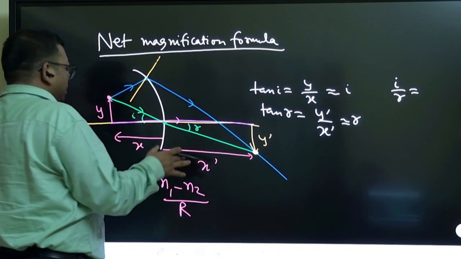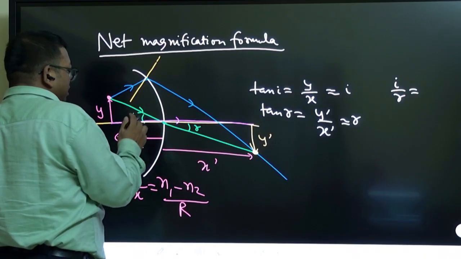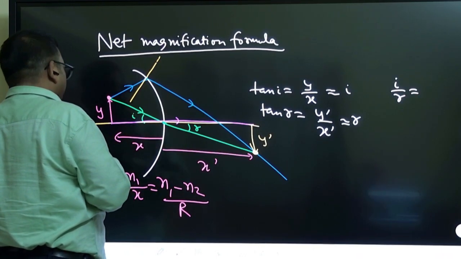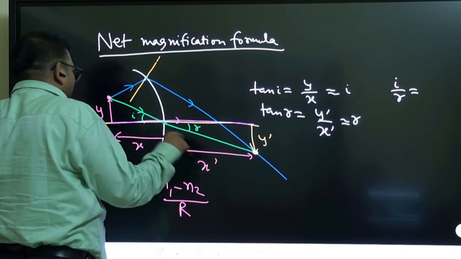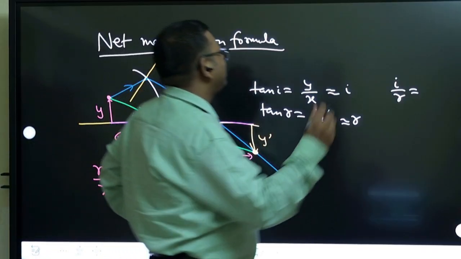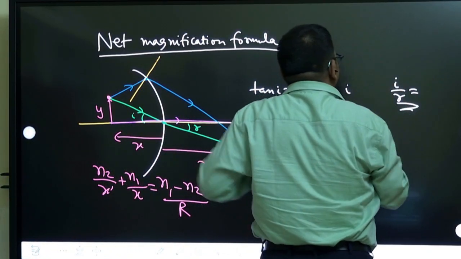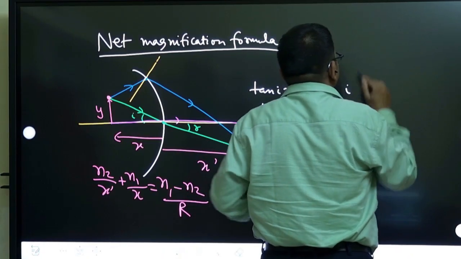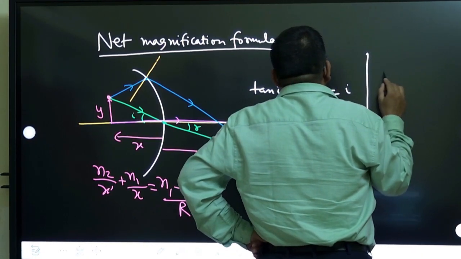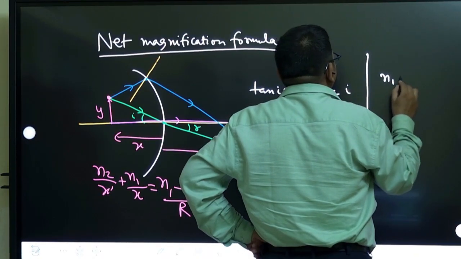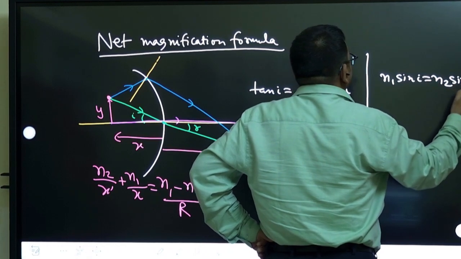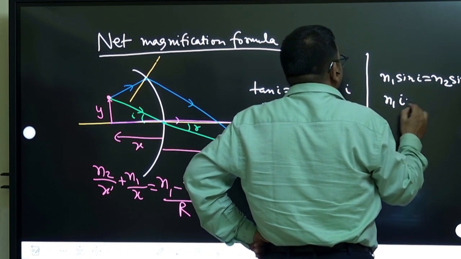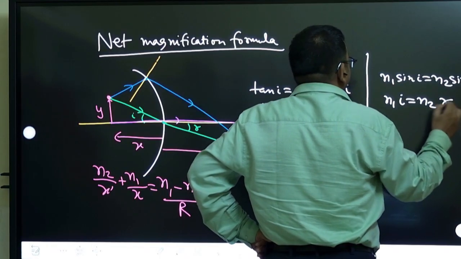Or are these angles equal or what? I think these angles are equal. No, no, no. Why does this angle have to be equal? These angles are not. Apply Snell's law. When I apply Snell's law, what do you get? n1 sine i is n2 sine r. So I got n1 into i as n2 into r.